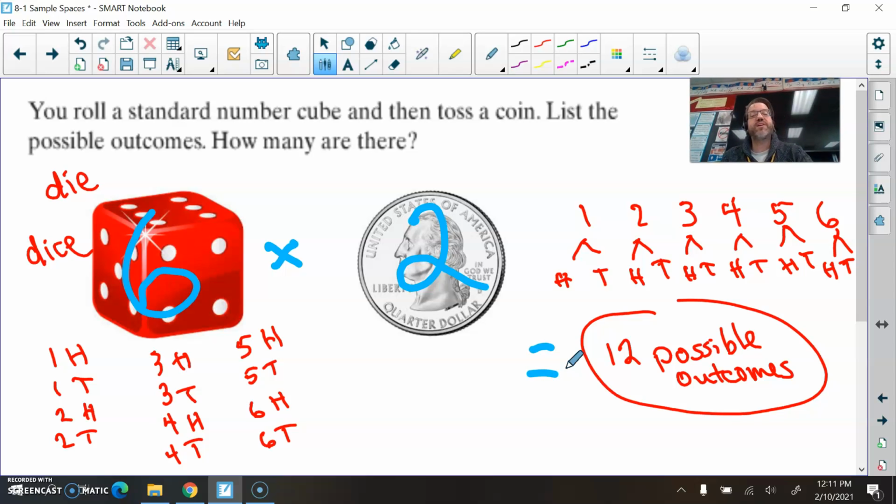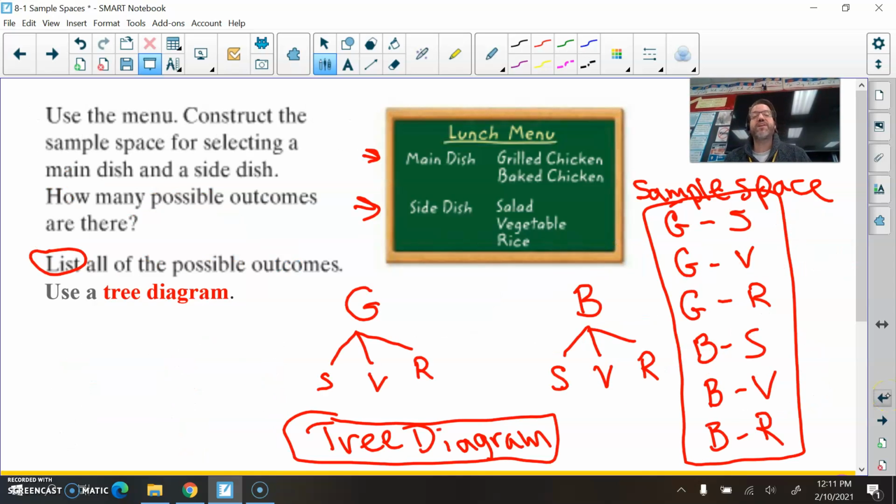We're counting 1 heads, 1 tails, 2 heads, 2 tails. But you can make it faster by saying, well, you have your 6 options here, and each is paired with one of 2 possible outcomes here. So we could just multiply 6 times 2 and know there would be 12 possible outcomes in this situation. I could have done that on the previous example too.